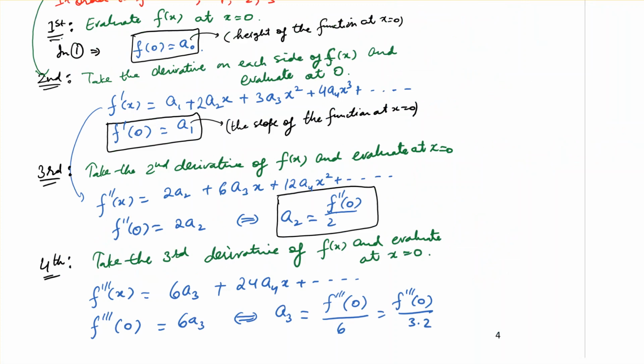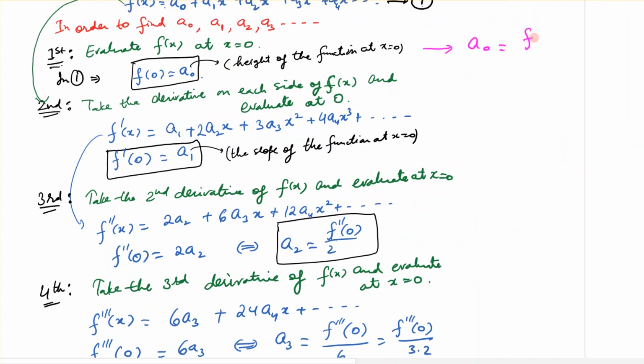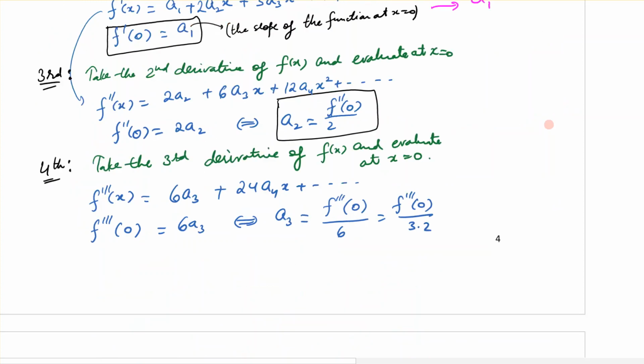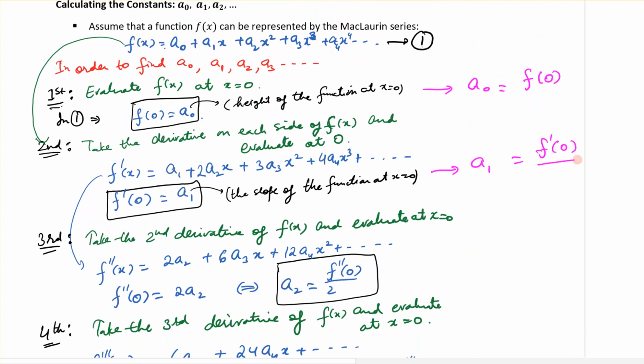Let's try to look for a pattern now. We got a0 is equal to the original function itself, right? Then we got a1, the value of the first derivative, divided by just 1. Then we got a2, which is the value of the second derivative at 0 divided by 2.